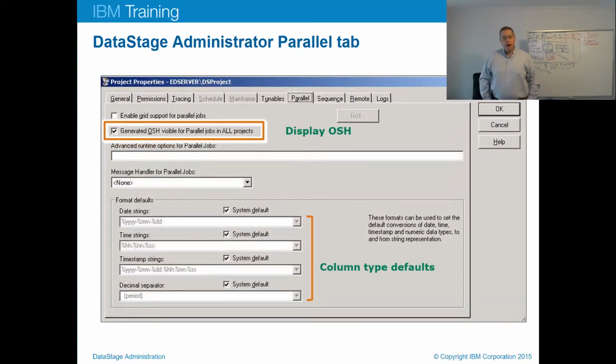They also show the parallel tab. On this parallel tab, there's an option for generated OSH to be visible for parallel jobs in all projects. What that does is tell the system that you want it to create a human-legible form of the orchestrate shell script. So let's go ahead and take this down. I was mentioning this earlier about the OSH dump option in the logs.